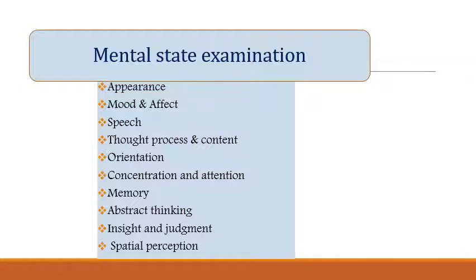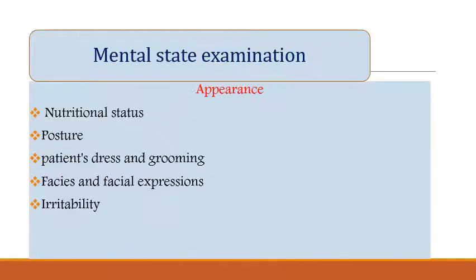These items include the appearance, the mood and affect, the speech, thought process and content, orientation, concentration and attention, memory, abstract thinking, insight and judgment, and spatial perception. The first item is appearance. I am looking for assessment of nutritional state. If a patient is cachectic, he may be suffering from a chronic debilitating disease such as cancer or neoplasm.